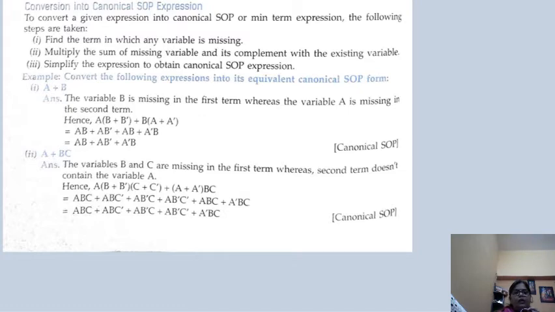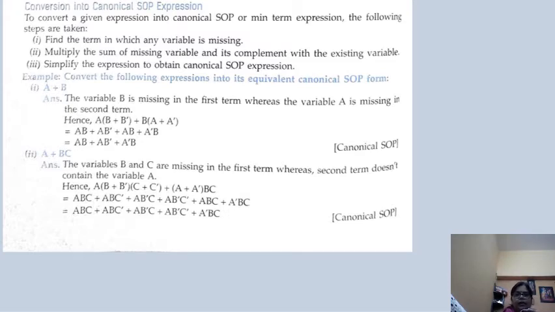We have to take the variable and its complement both. Then we will solve it like this: ab plus ab complement plus a not b complement. If a term appears two times, like ab here, then only one term is written and the second one is eliminated.